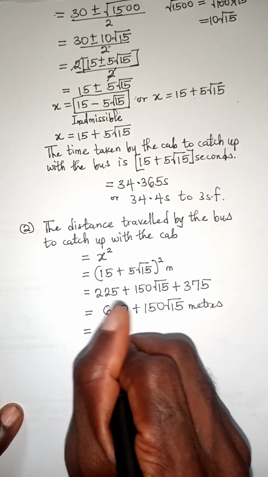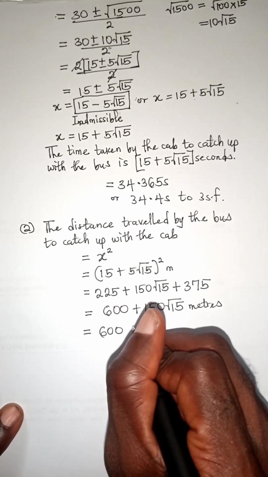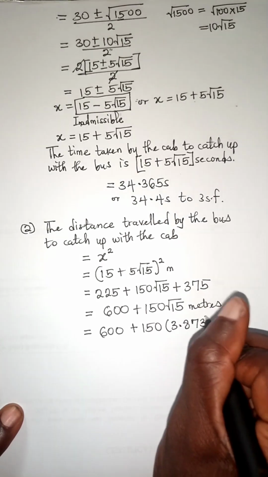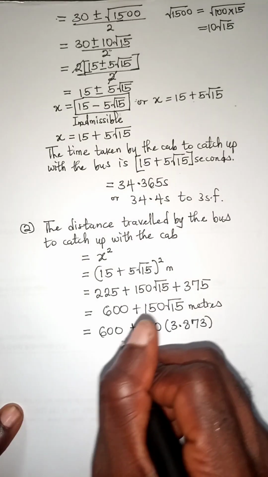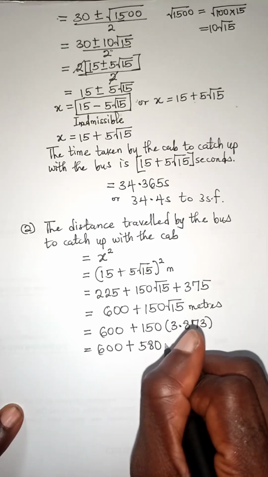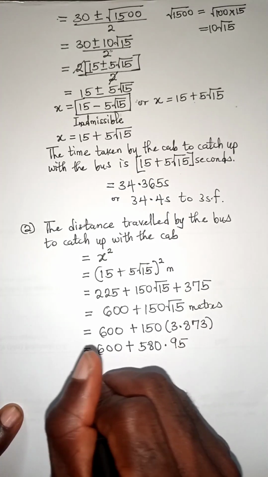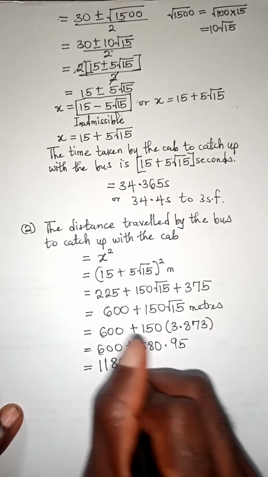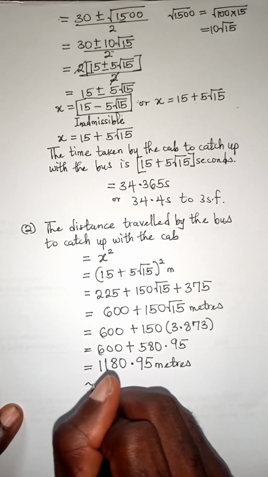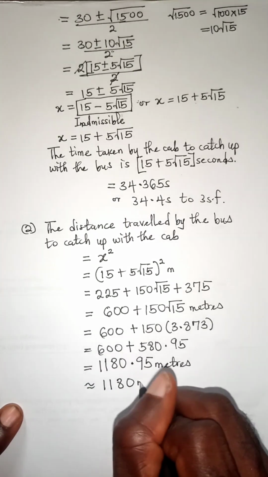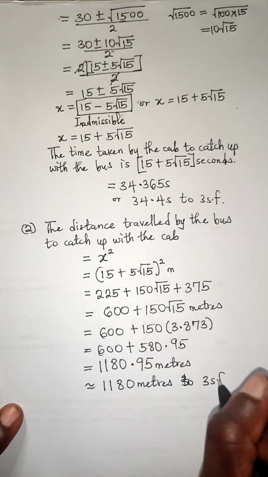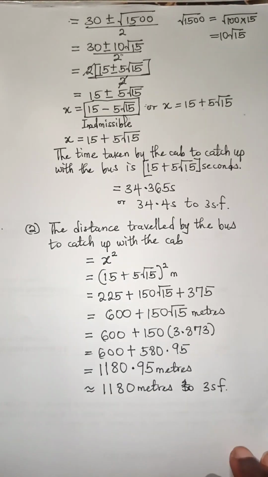We may want to go for the decimal answer. So this is going to be 600 plus 150 multiplying 3.873, which is the square root of 15. And when we multiply these two, we get 580.95. So that is around 1,180.95 meters. And this can, to three significant figures, be approximated to 1,180 meters. So this is the distance that the cab had to travel in order to catch up with the bus.